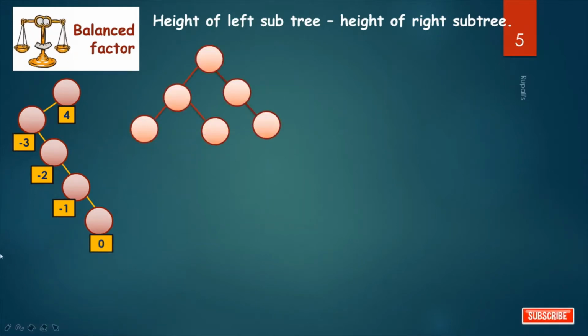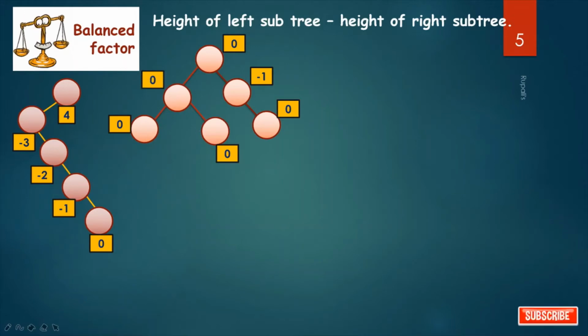Now come to this tree. For this node, what is the height of left subtree and what is the height of right subtree? It is 2 minus 2, so it is 0. Next, for this node, it is minus 1. Why minus 1? Left is 0, right is 1, so it is minus 1. Left minus right. Now for leaf nodes, it is 0. This leaf node is also 0. This leaf node, it is 0. For this node, left is 1, right is 1, 1 minus 1, 0. So it is also 0.